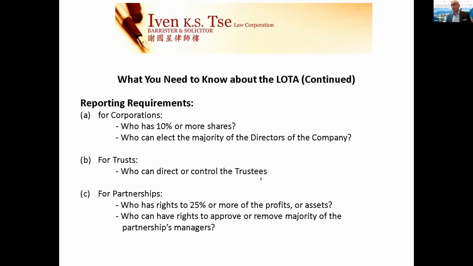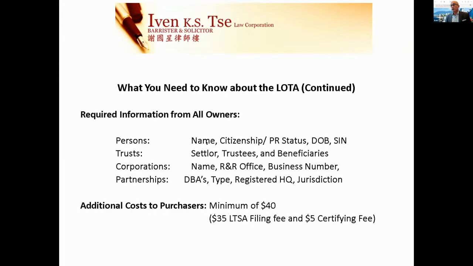But then look at this: who has the rights to 25% or more of the profits or assets? Well, okay, if you know this agreement is there, and there are certain rights that are given, you have to disclose. But also, who has rights to approve or remove the majority of the partnership's managers? That's another thing too. You can have 70%, but have no voice. Well, okay, that can be done. You have an agreement to deal with that. Okay. What you need to know about the LOTA? Well, information about all these owners, whether they're registered, they're a shareholder, they're a settlor, they're a trustee, they're a beneficiary.